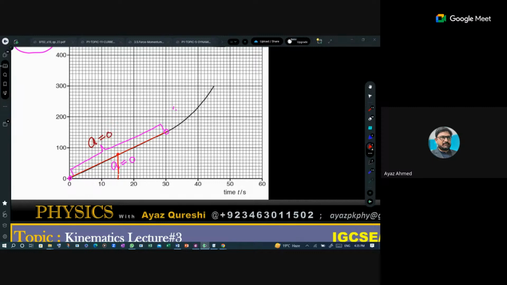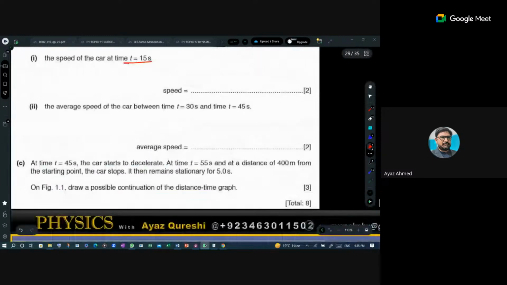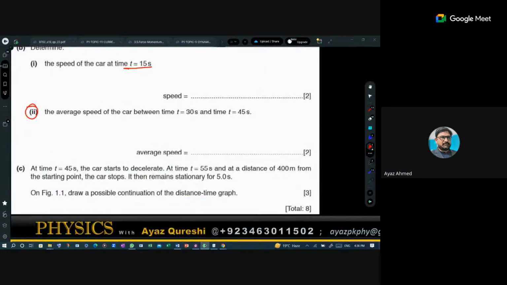So for acceleration, you can take the gradient of that. For the gradient, this is the best point I select. So this is the rise, and this is the run. Rise is 100 and run is 20. The gradient of the graph is 100 divided by 20, which equals 5. So this is your speed: 5 meters per second at this position. Okay, now you are supposed to do this question by yourself.